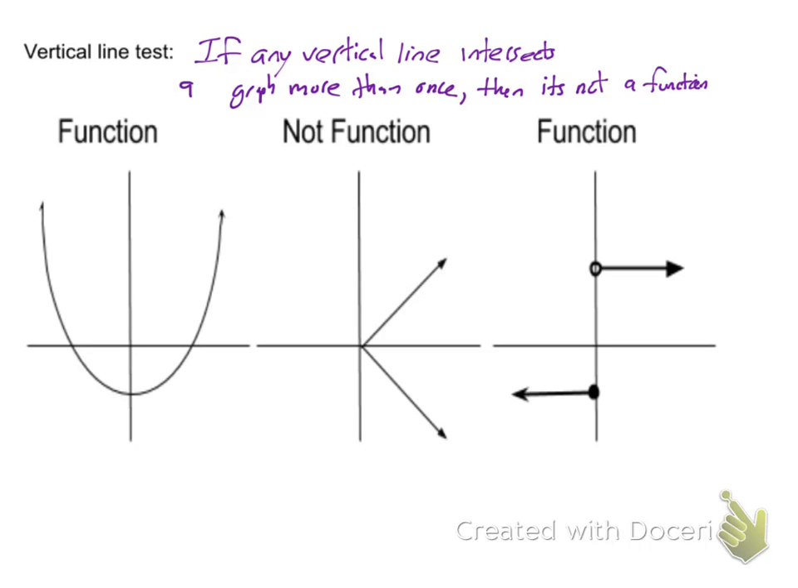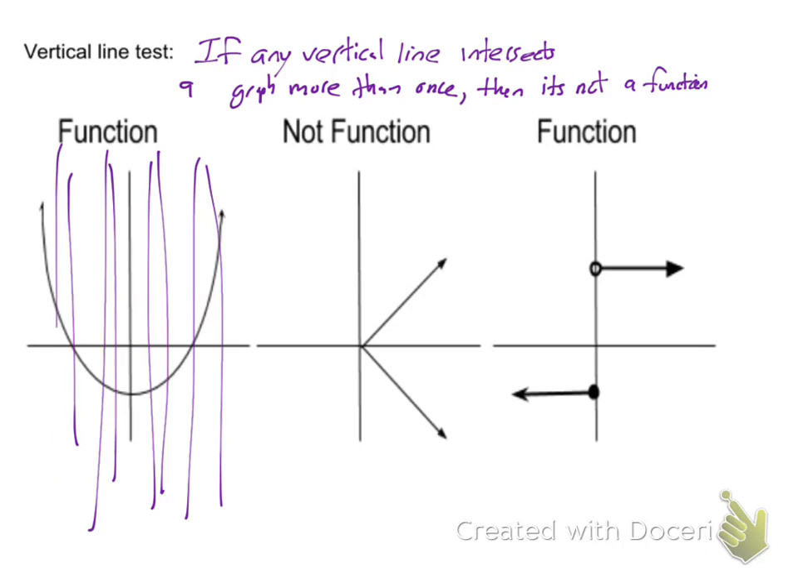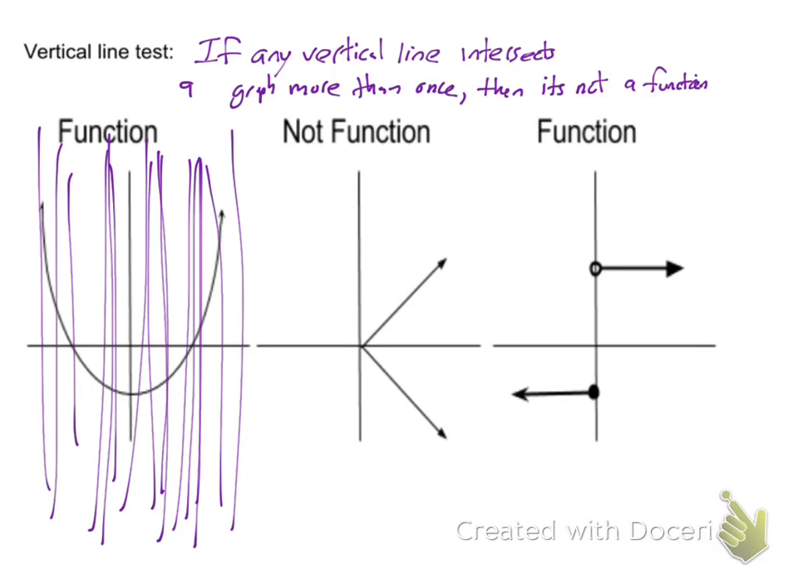So, looking at this, I got three graphs. Two are functions, one's not. Why is this so? Because if I draw a vertical line through here anywhere, how many times does it touch that graph? One. Just once at most. And then someone's going to say, okay, that's a function.